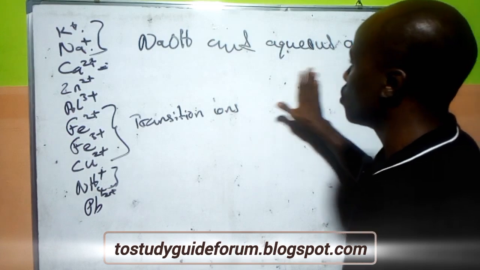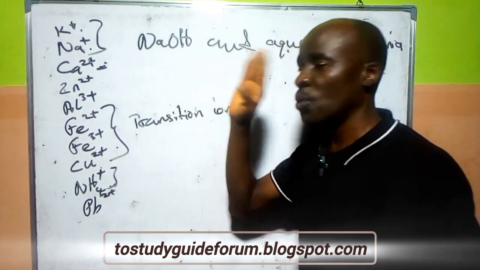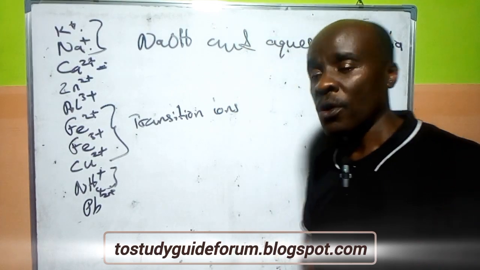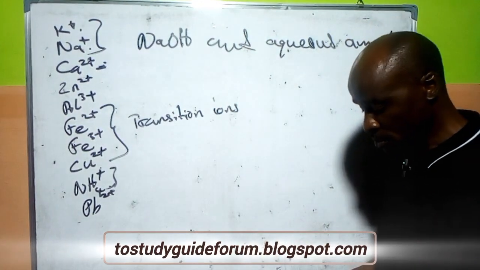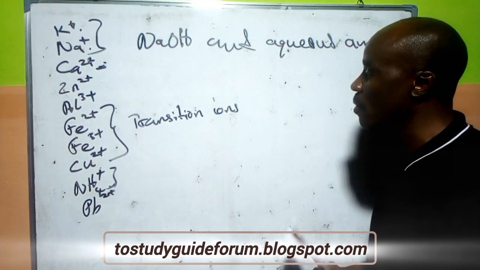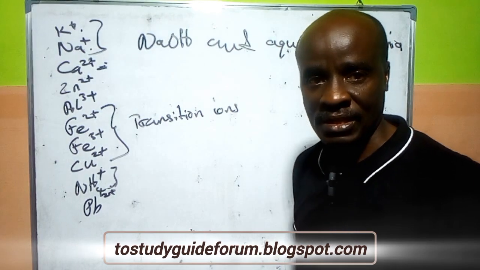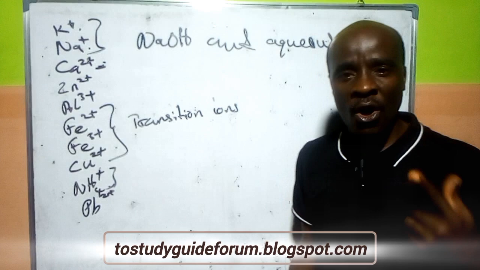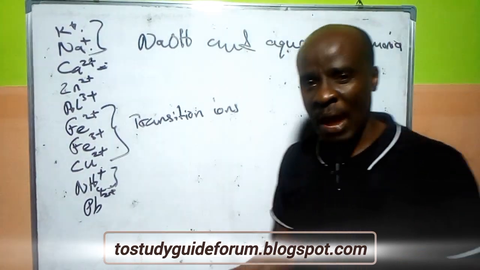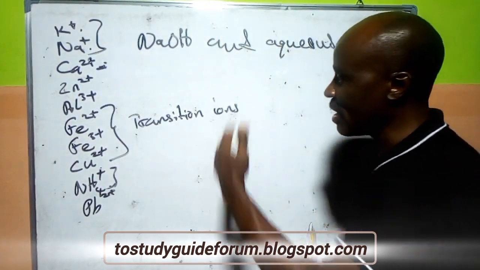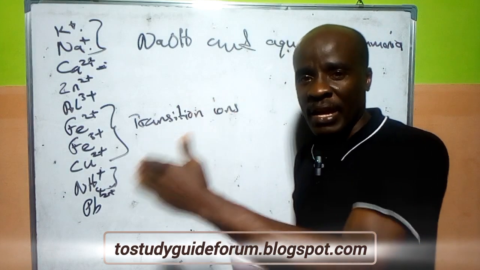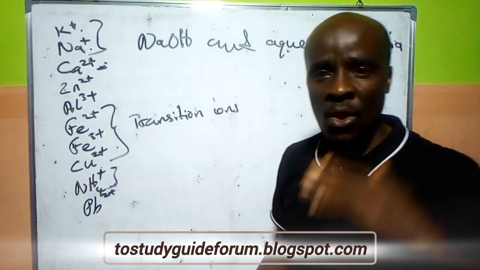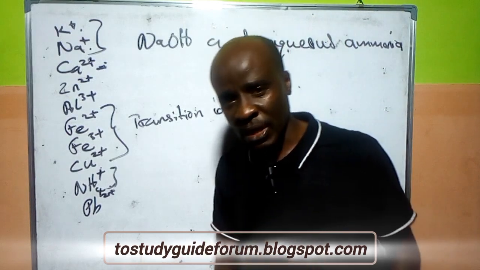So I said I want to rest my case on these 2 common reagents for all these ions. For these ions we have here, in their test, some of them will give you a precipitate. Some will give you a colored precipitate. Some will give you a white precipitate. So we're going to be breaking it down one after the other, so that we will know the ones that give us colored precipitate, white precipitate, and gelatinous precipitate.